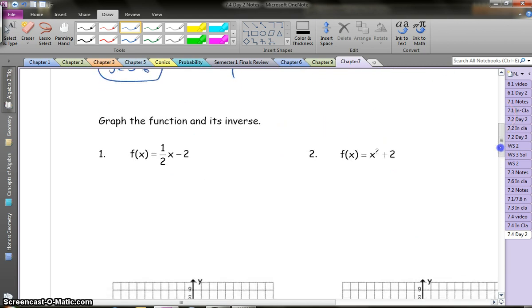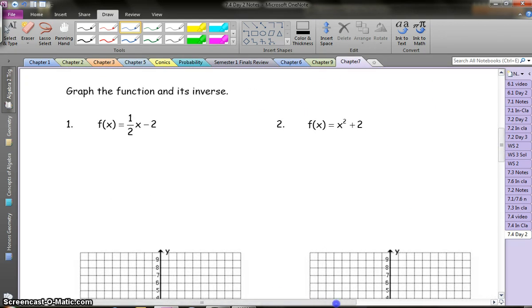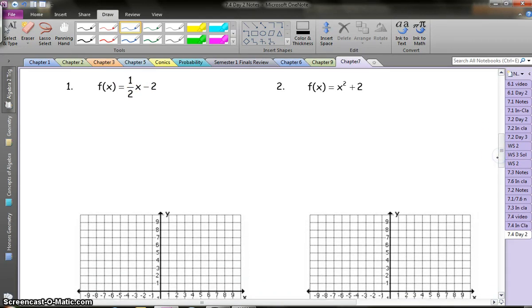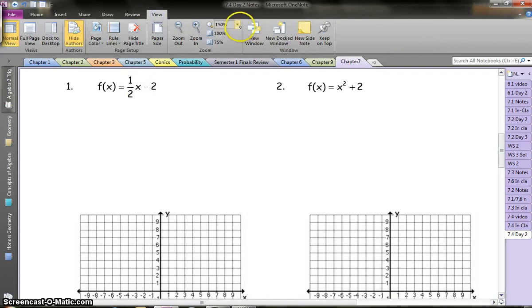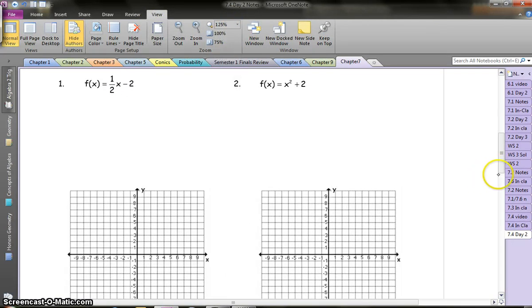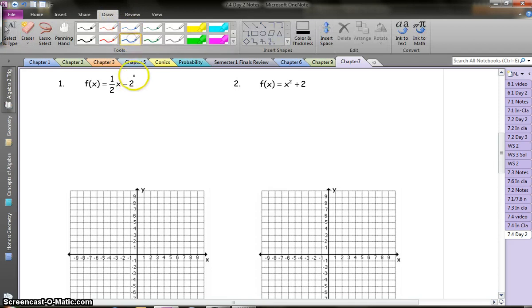Alright, good. Now, the reason I gave this worksheet is because I want to take a look at the graphs. And it says, graph the function and its inverse. Now, we're going to start with just this. We're going to graph it and find its inverse, and then also graph it. Alright, so let's start with 1 half x minus 2. So my y-intercept is negative 2, and from there I'm going to go up 1 over 2, up 1 over 2, so on and so forth. Down 1 over 2, down 1 over 2.